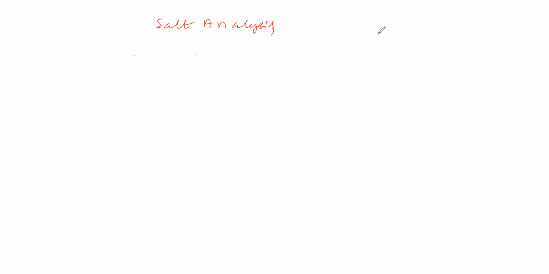So if the anion is not responding to the dilute acid test and the concentrated acid test, then we will say that the anion is a sulfate or phosphate. Okay. Next we will see cationic analysis.